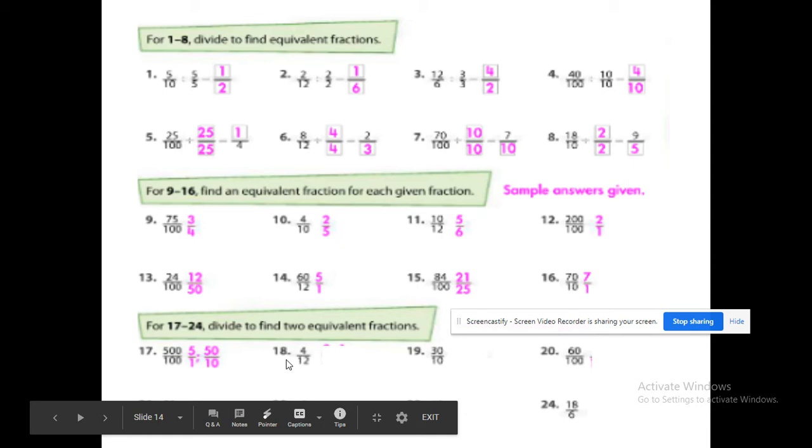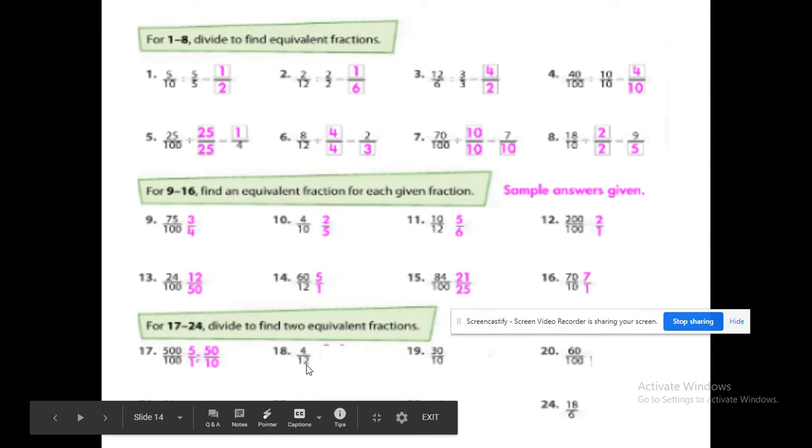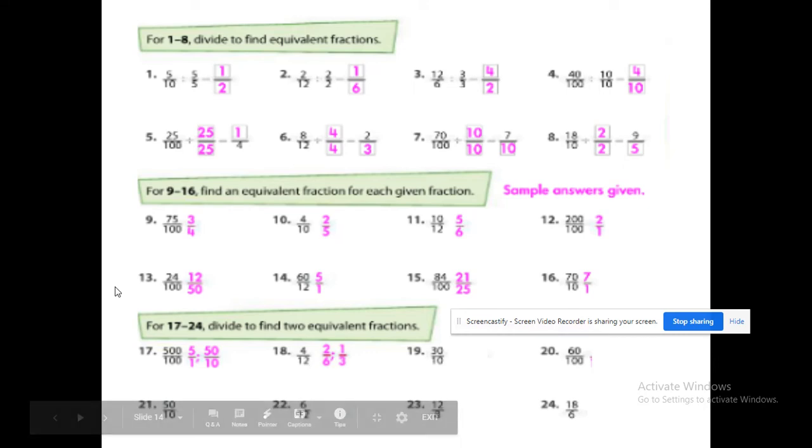Number 18, 4 out of 12. If I divide the numerator by 2 and the denominator by 2, the answer will be 2 out of 6, because I used 2 as a factor and I divide the numerator and the denominator by 2. If I divide the numerator and the denominator by 4, I can find 1 out of 3. And it's right. It's another equivalent fraction.